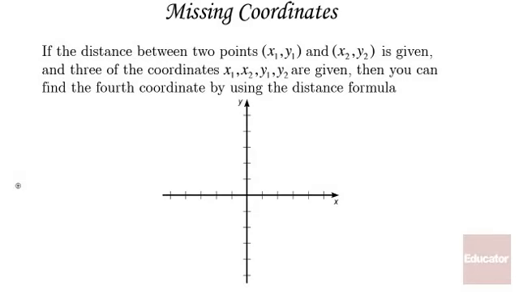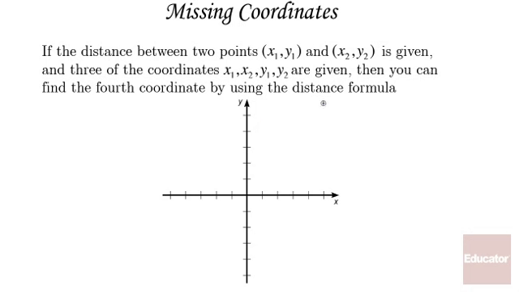So how do we apply the distance formula? I explained where it came from, but how do we apply it? Well, if the distance between 2 points is x1, y1, and x2, y2, and you are given 3 of the coordinates, 3 out of the 4 of x1, x2, y1, y2, then you can find the 4th coordinate by using the distance formula. Okay.